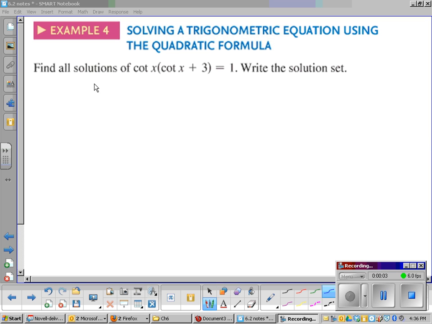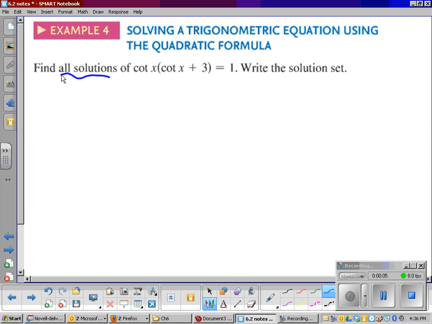For this problem, they're asking us to find all the solutions of cotangent x times (cotangent x plus 3) equals 1. And that's different than what we've seen before, because in our previous problems they said either from 0 to 360 or from 0 to 2 pi, which means just one revolution of the circle. Because of the periodic nature of all the trig functions, including the cotangent, there are an infinite number of solutions for this equation right here. And they want us to give expressions for all of them.